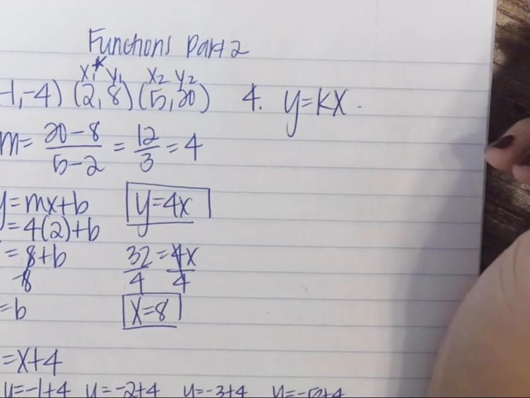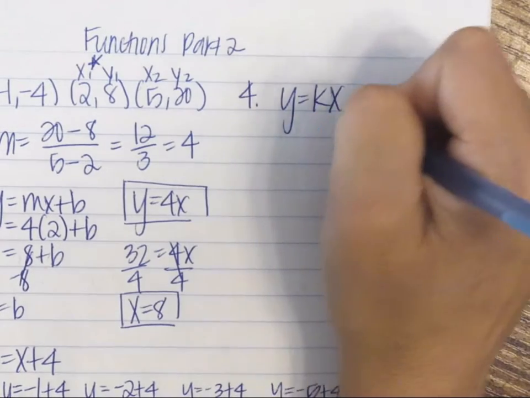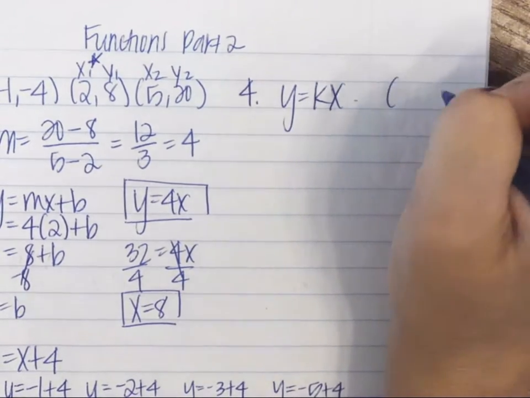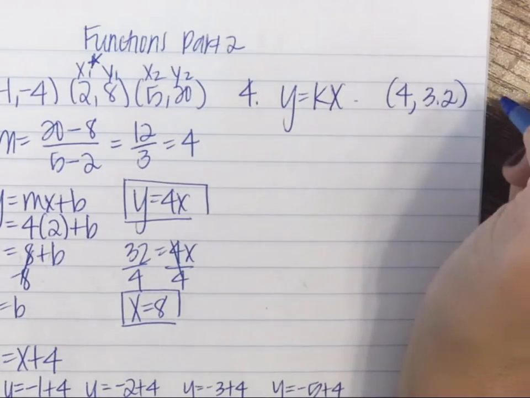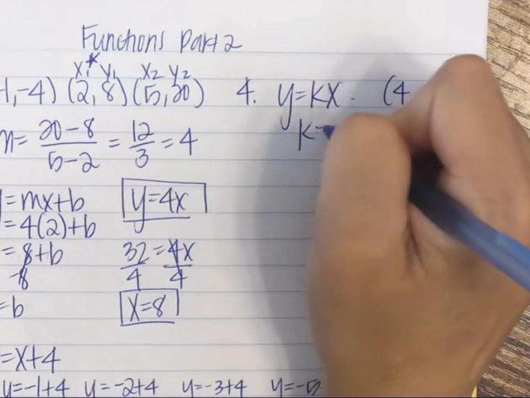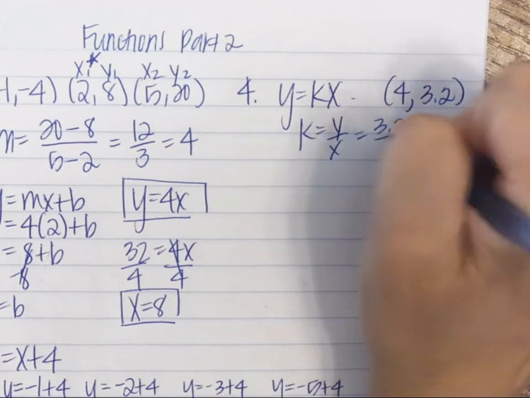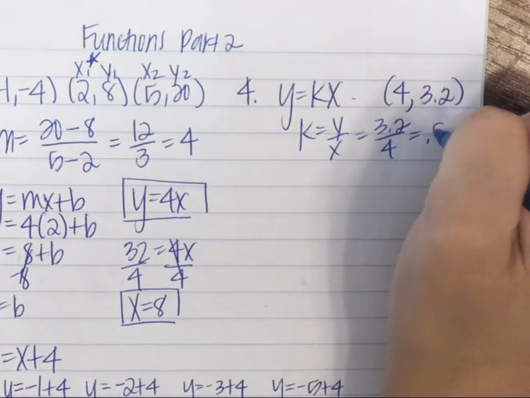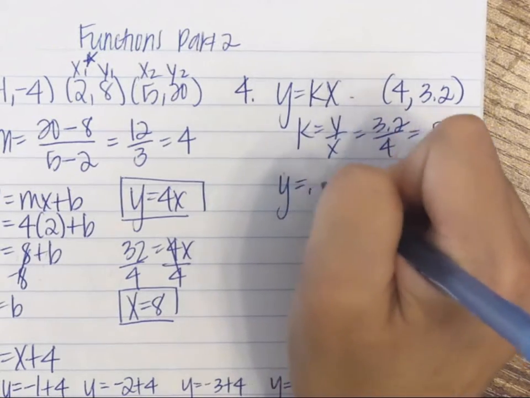So if you look at the graph, you can see various points on there. I would just pick the first one to use, which is 4, 3.2. So in order to find k, we're going to do y divided by x, which would be 3.2 divided by 4, which comes out to 0.8. So our equation is y equals 0.8x.